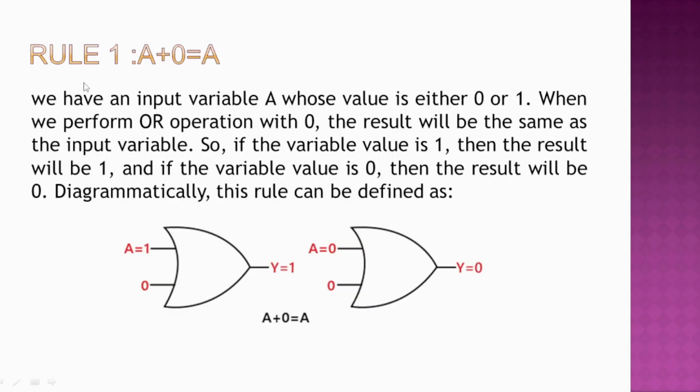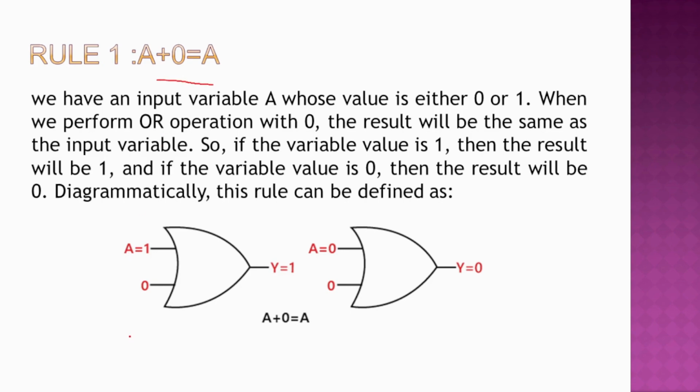here. So first rule is A plus 0 is equal to A. If we are giving A as 1 value means we will get an output as 1. So 1 plus 0 is equal to 1. If we are going to provide 0 here means 0 plus 0 is equal to 0. That is, if we are going to provide any value for A means you will get that value as an output.